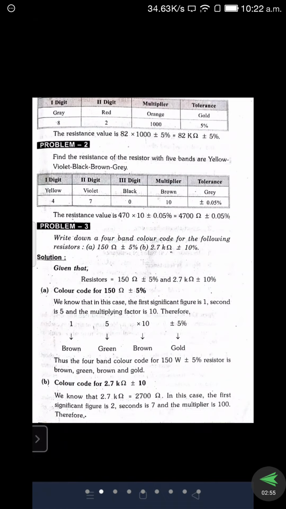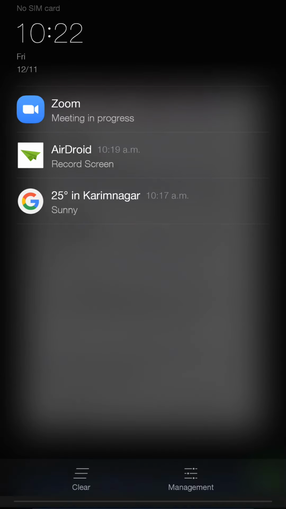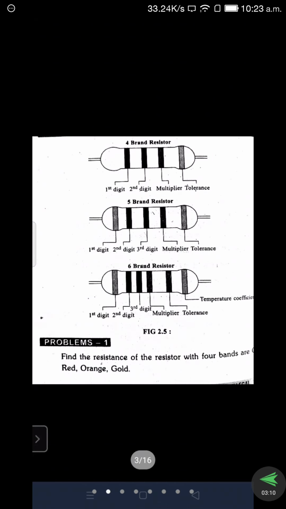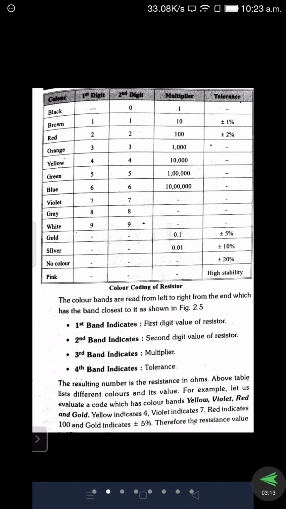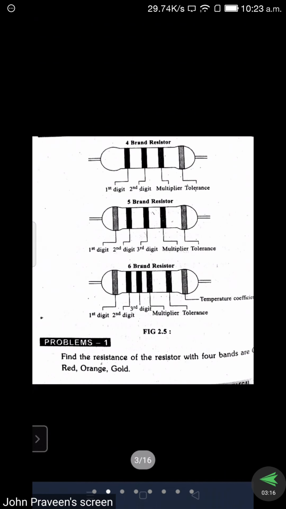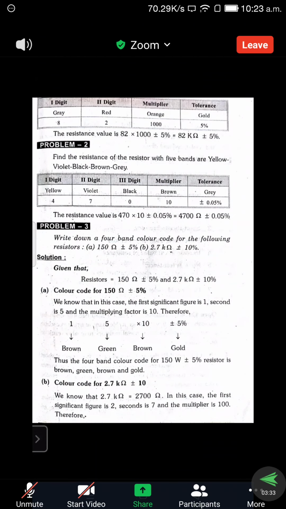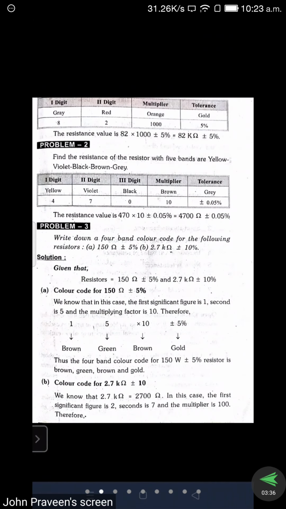If there is no zero digit, for example if only 15 is given as the resistance value, then there is no zero, so we indicate the multiplier as a zero value. Zero indicates the black color, so simply we can write it as 1. The multiplier we take as 1 if there are no zeros available. So at that instant we write 15 into 1 as the resistance value. But here a zero is present, so we take the multiplier as 10.